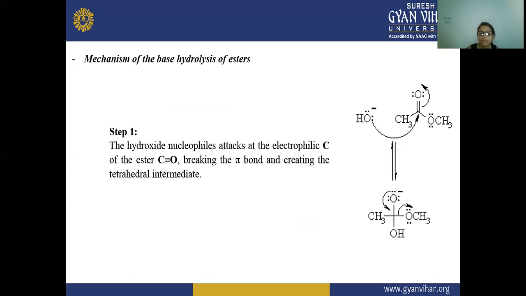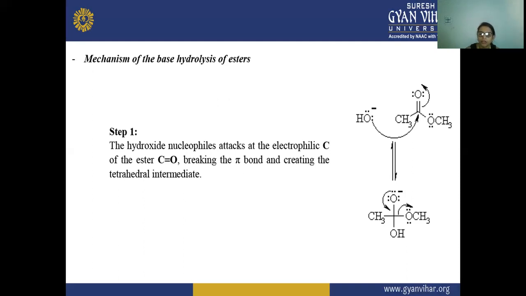This makes the mechanism of the base hydrolysis of esters. So here this is happening in the presence of the base, and there is a hydrolysis of this ester. Here you will see from this water molecule, this OH negative is reacting to this carbonyl carbon. So here the hydroxide nucleophile attacks at the electrophilic C of the ester C double bond O, breaking the pi bond and creating the tetrahedral intermediate.